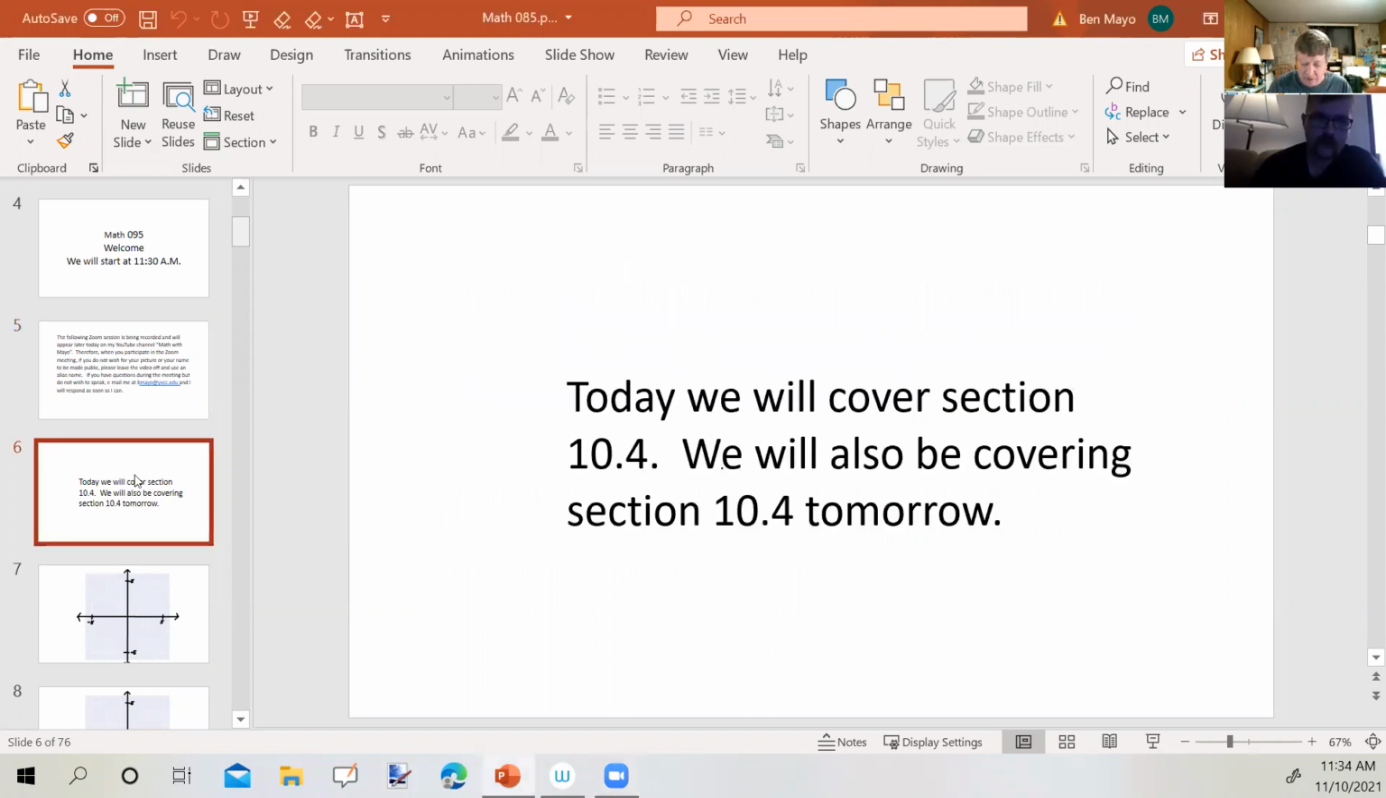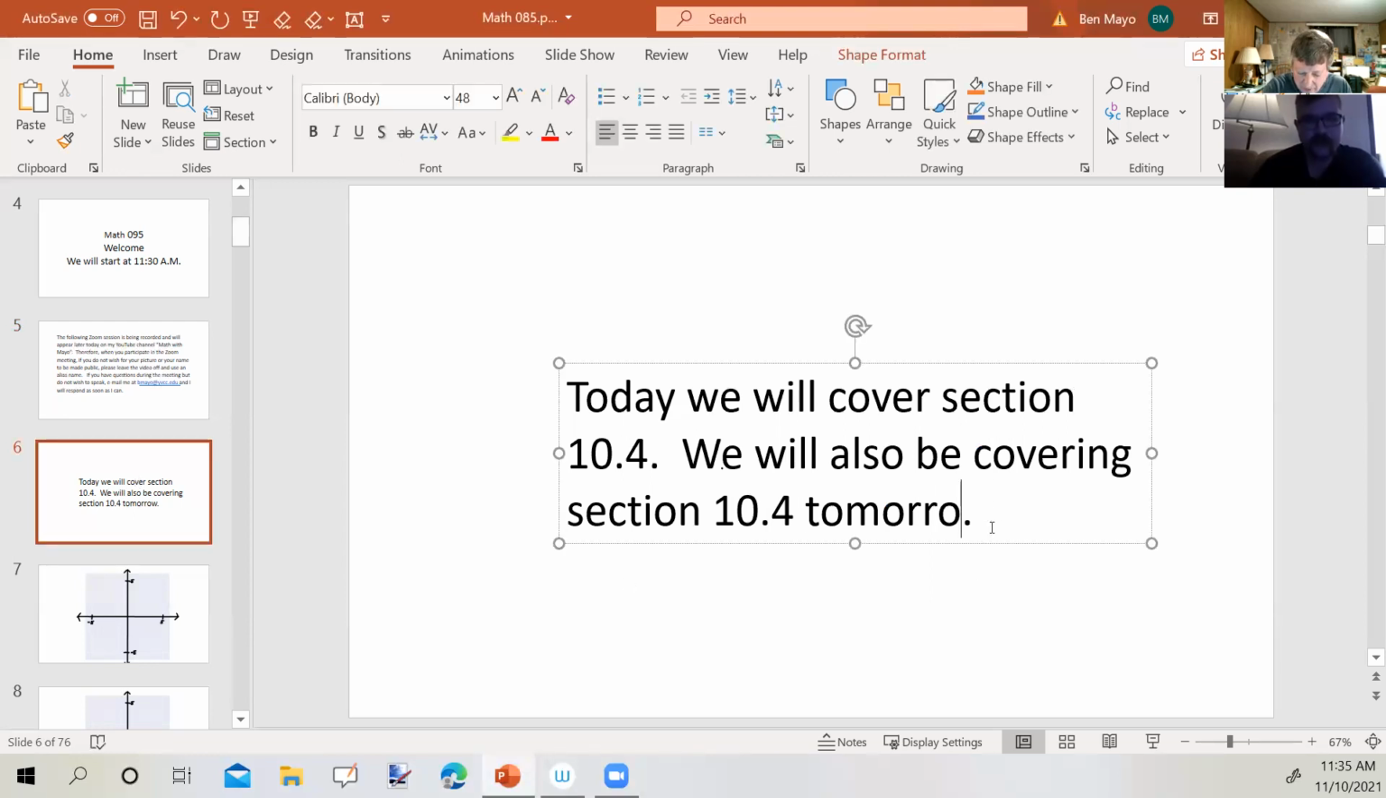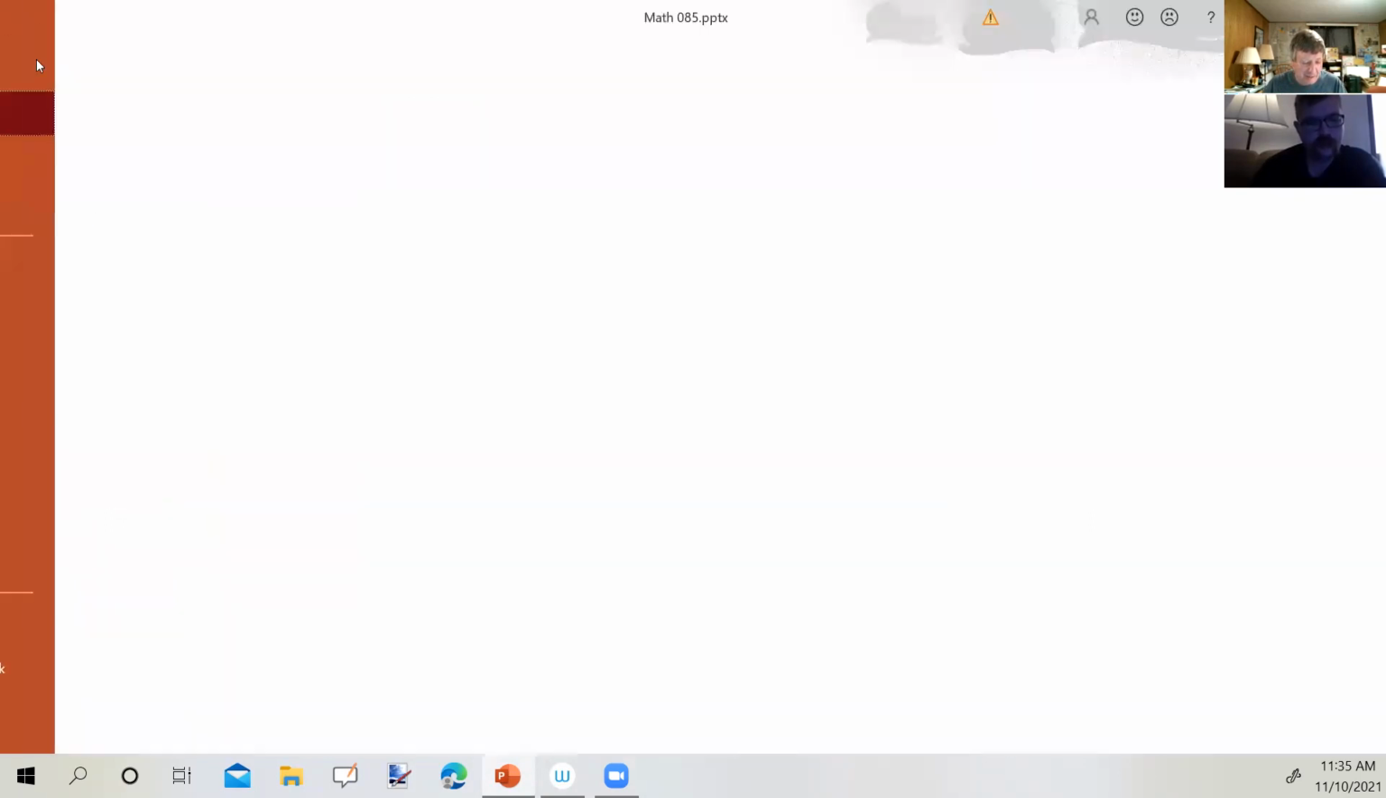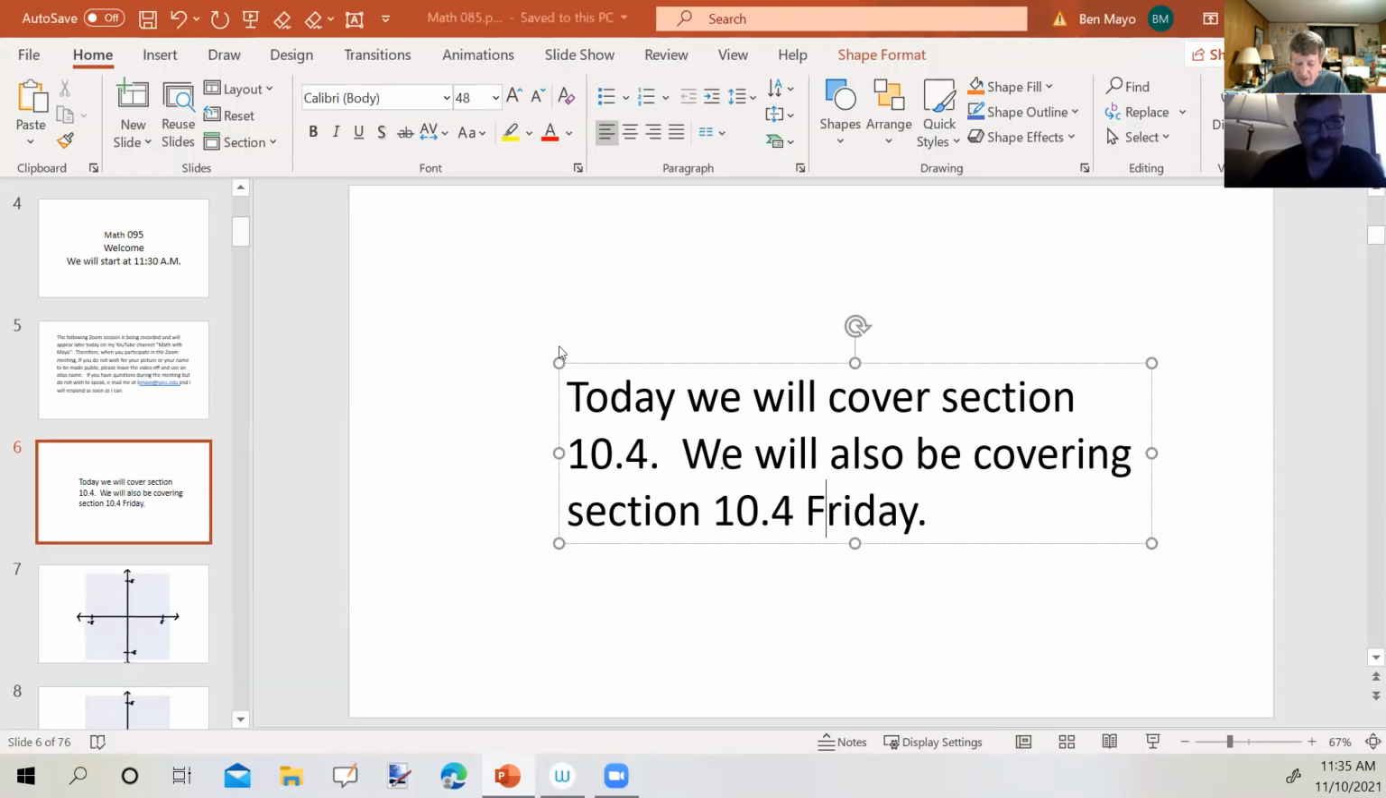All right, so today we're going to take a look at section 10.4. It says we will also be covering section 10.4 tomorrow. That's a lie. Tomorrow is Veterans Day. We'll be covering 10.4 on, I should put down here, Friday. All right. There we go. Except that it's capitalized. Anyway, sorry about that. Off to a great start here.